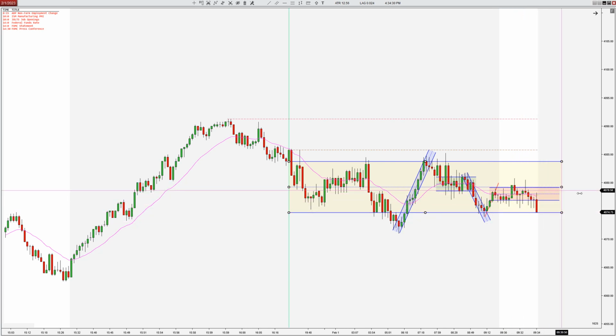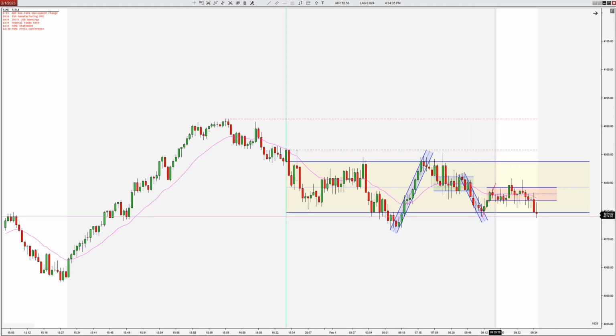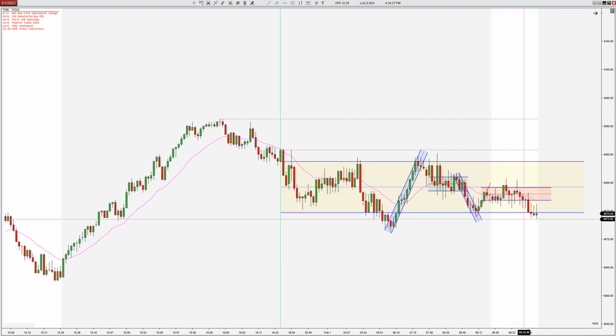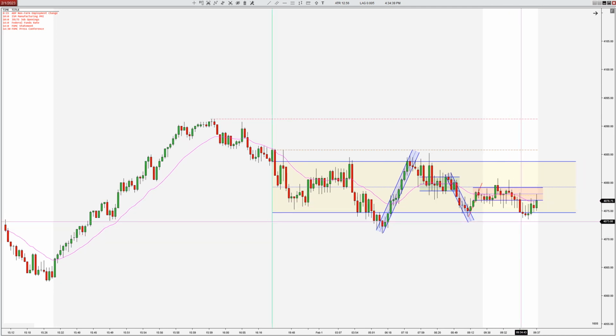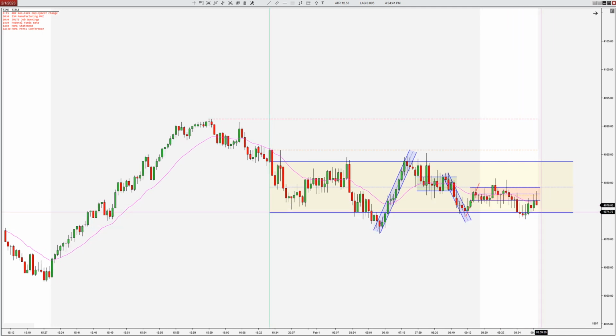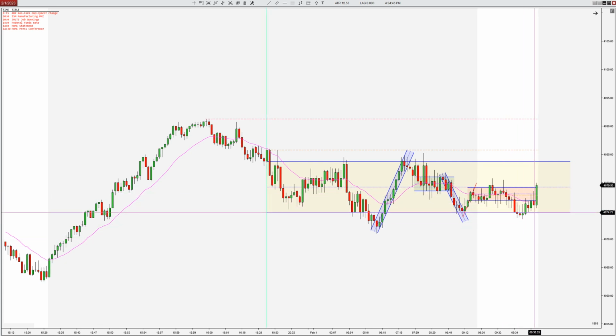We drop to this support area too. Let's see how that acts. Terrible bars, just dojis, not much happening. Bouncing a little bit. Get not even a lower high, just like a first entry short would have stopped you. Pushing back up through the range.